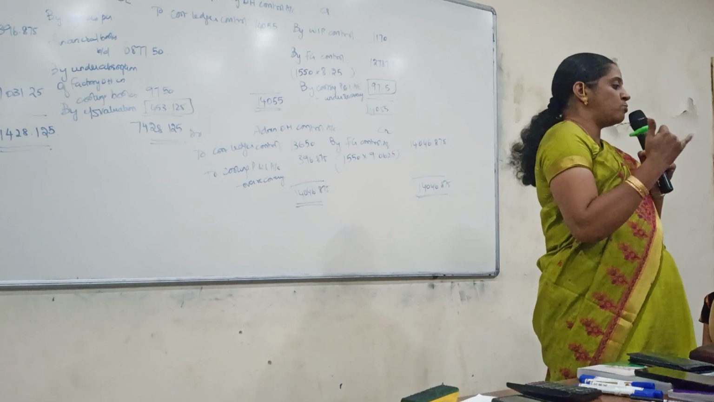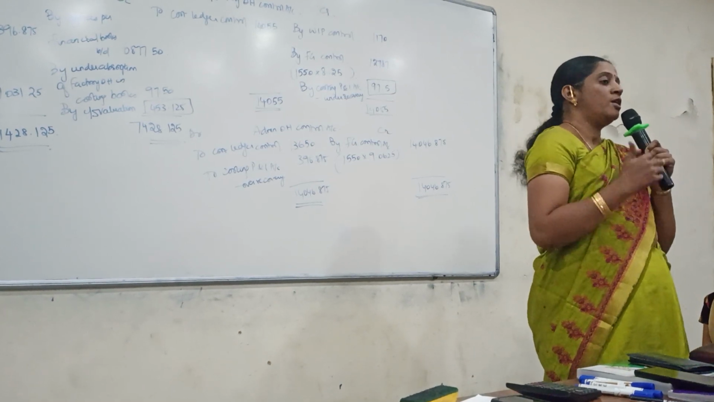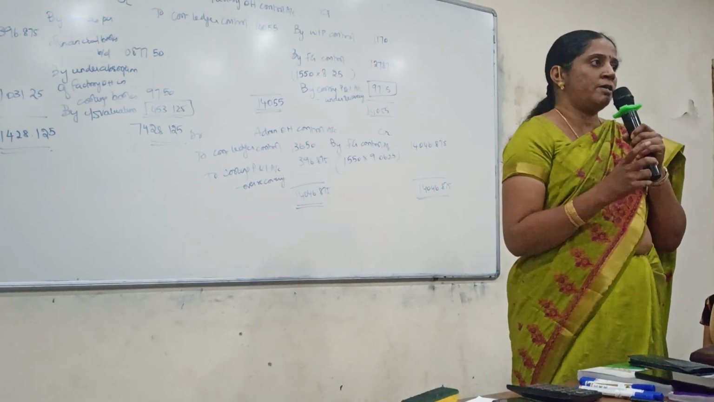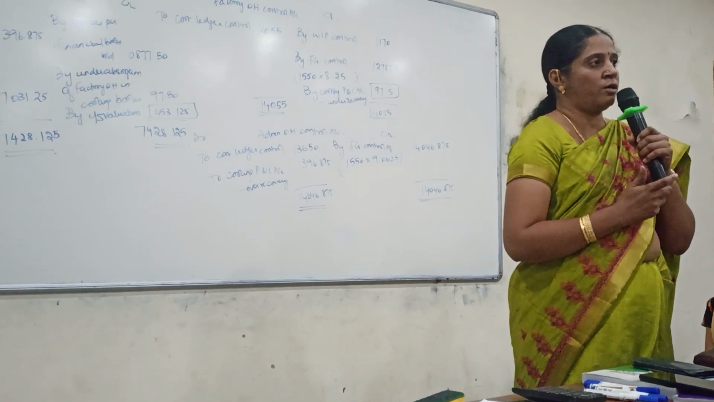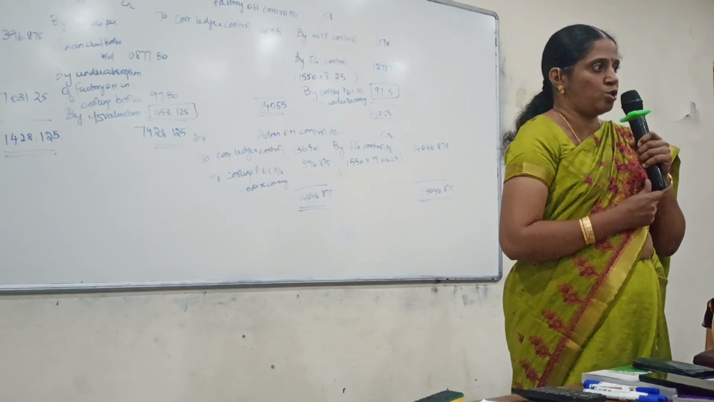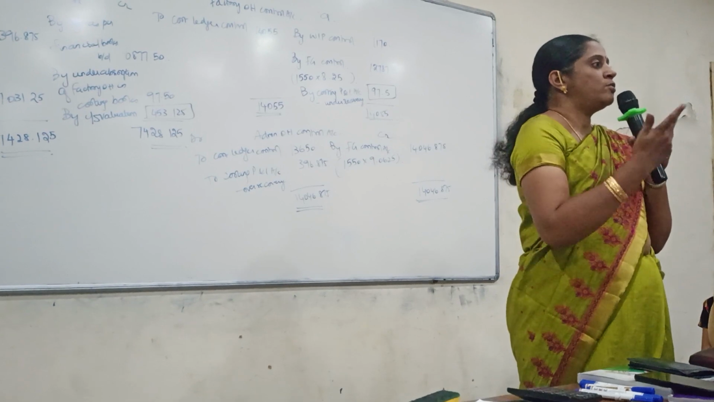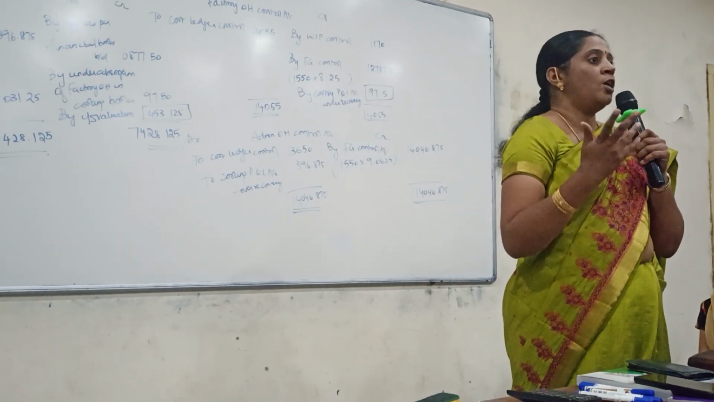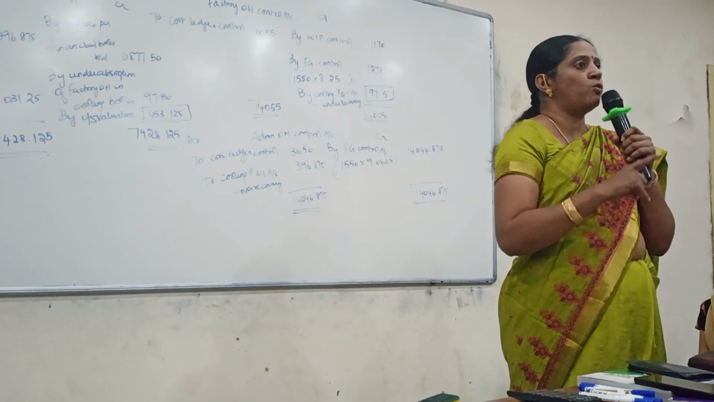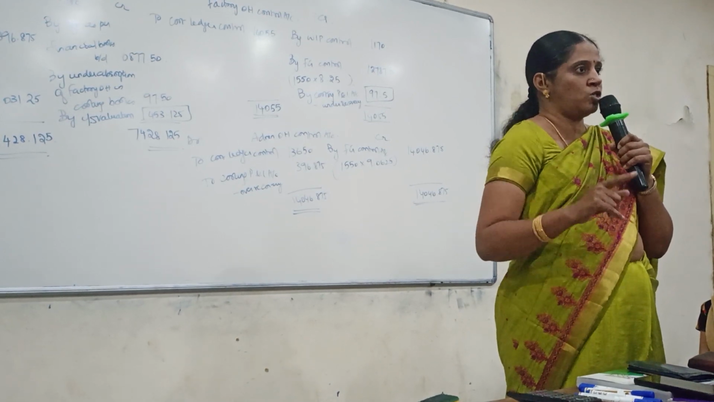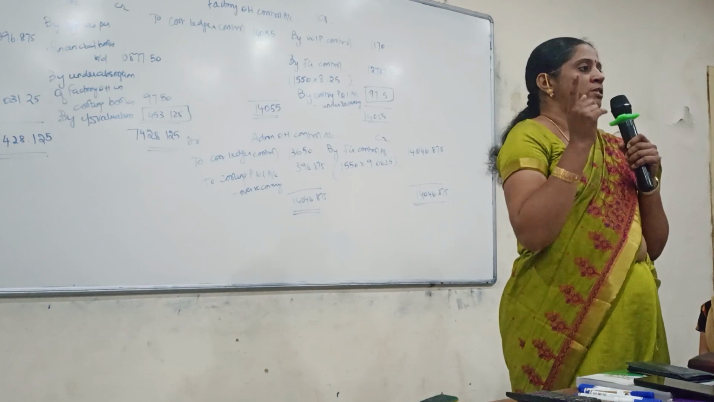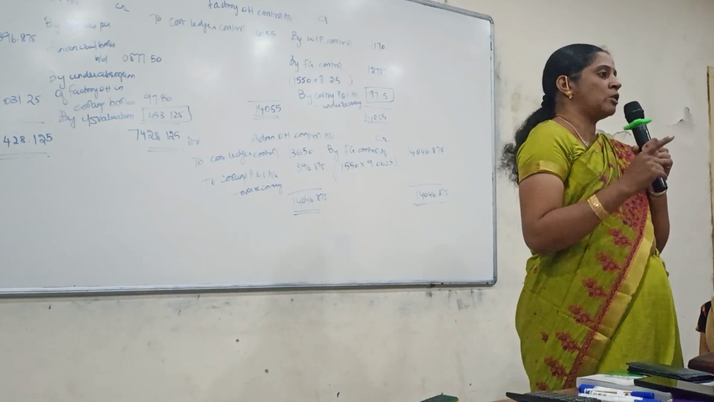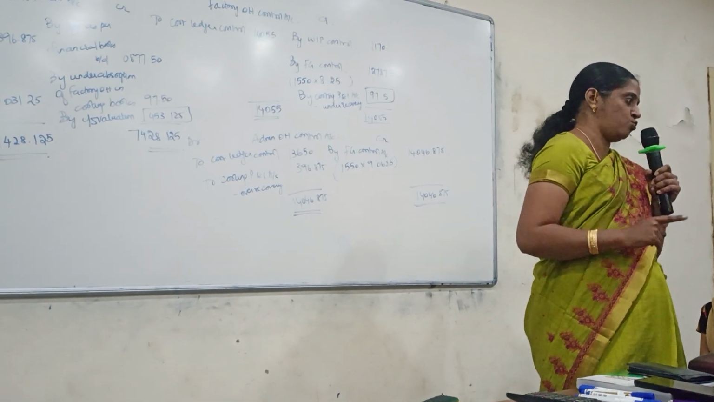FSN analysis is fast moving, slow moving, and non moving goods. How do you identify if one particular good is fast moving, slow moving, or non moving? Based on inventory turnover ratio. Inventory turnover ratio is cost of raw material consumed divided by average stock of raw materials. Cost of raw material consumed is opening stock plus purchases minus closing stock. Average stock of raw material is opening stock of raw material plus closing stock of raw materials divided by 2.